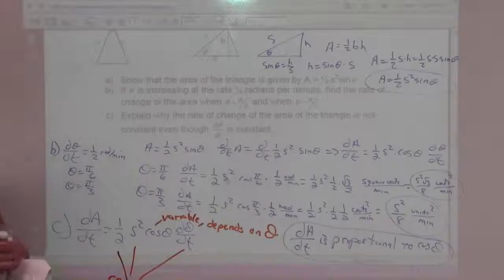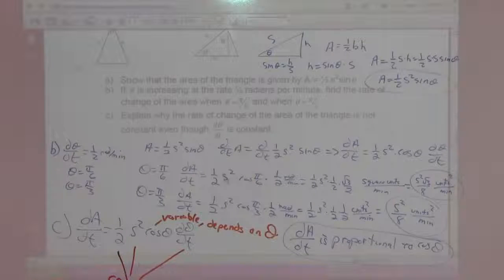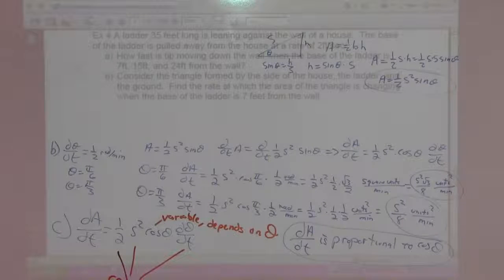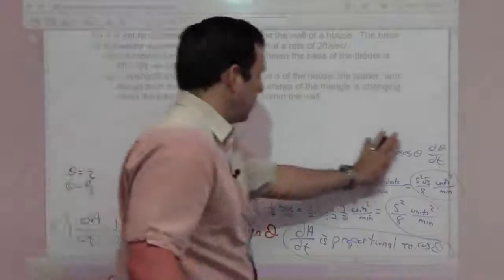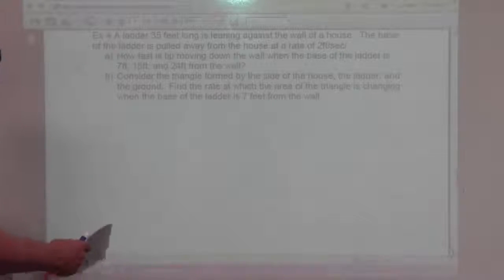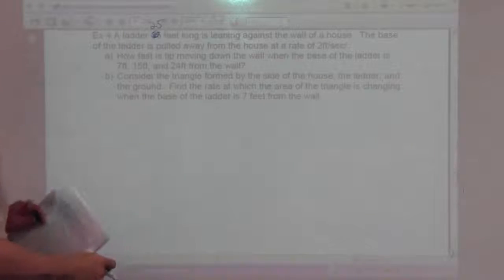Okay, that'll do it for this example, which we should have said example 4, it says example 3. We're going to go on to the next one, which says example 4, but it's really example 5. A ladder, I should have said 25 feet long, not 35, we'll change that. I should say 25 feet long, is leaning against the wall of a house.